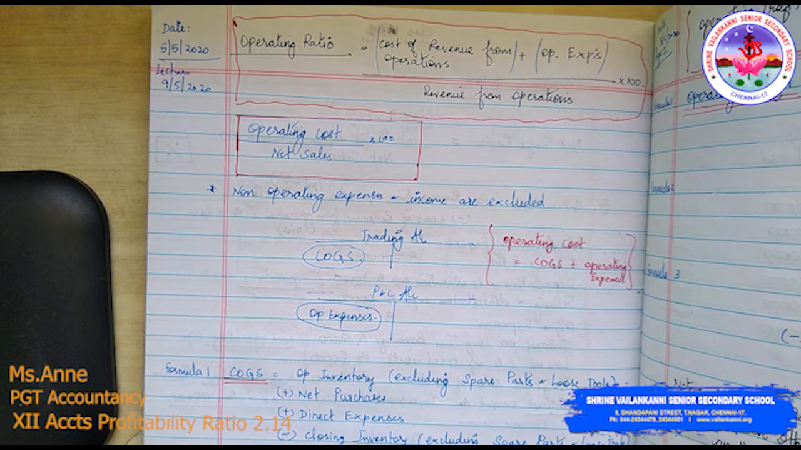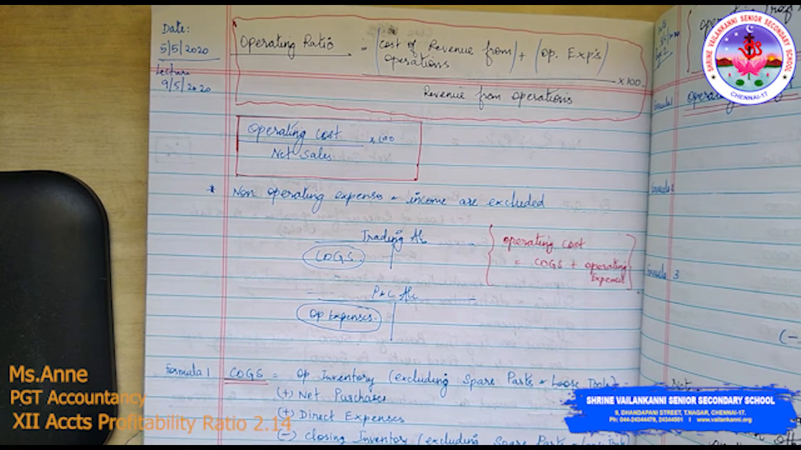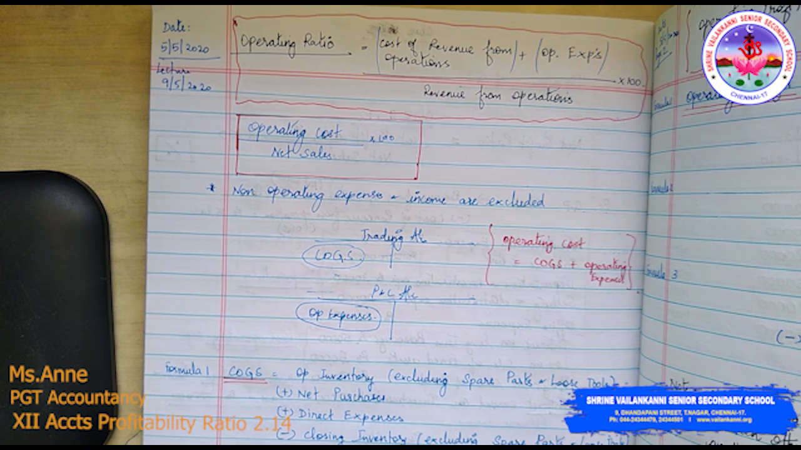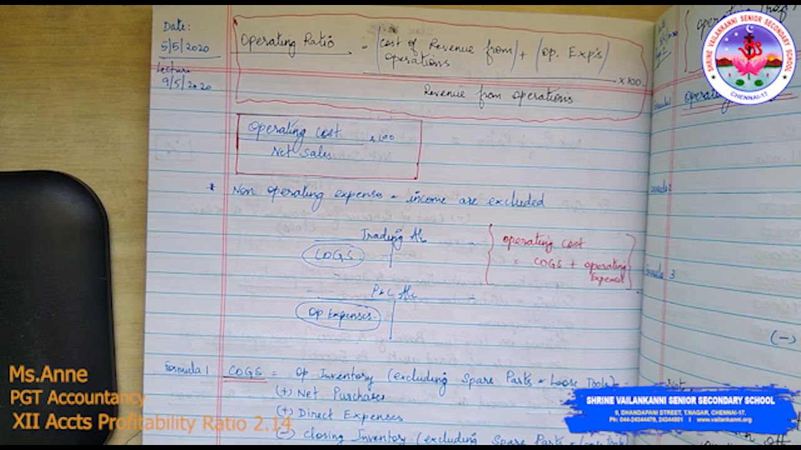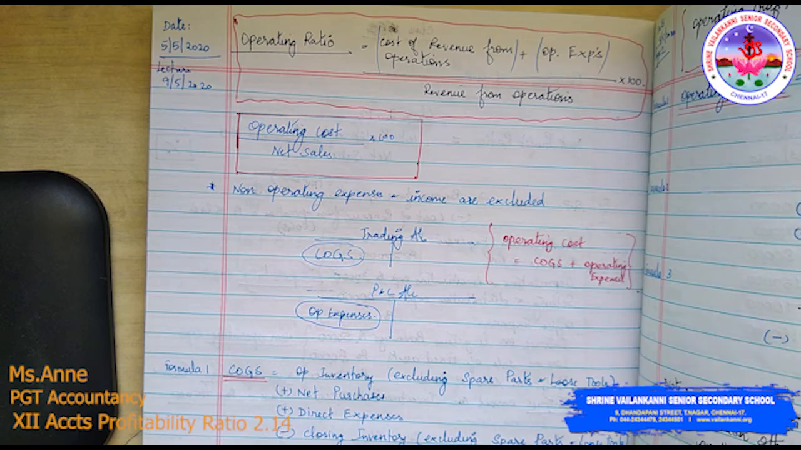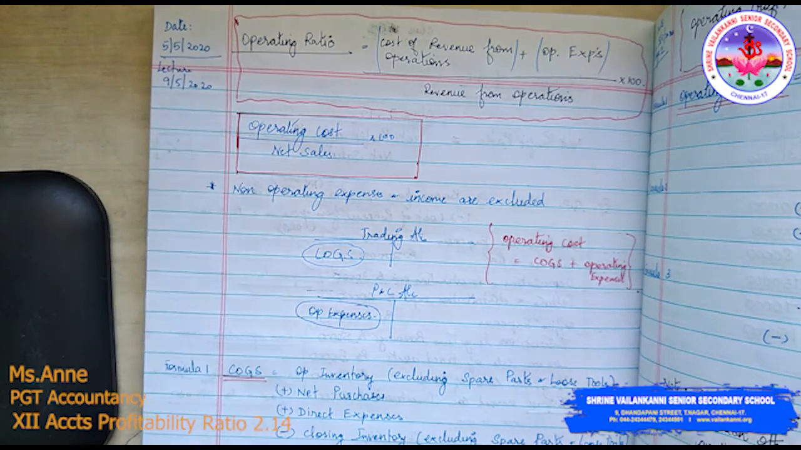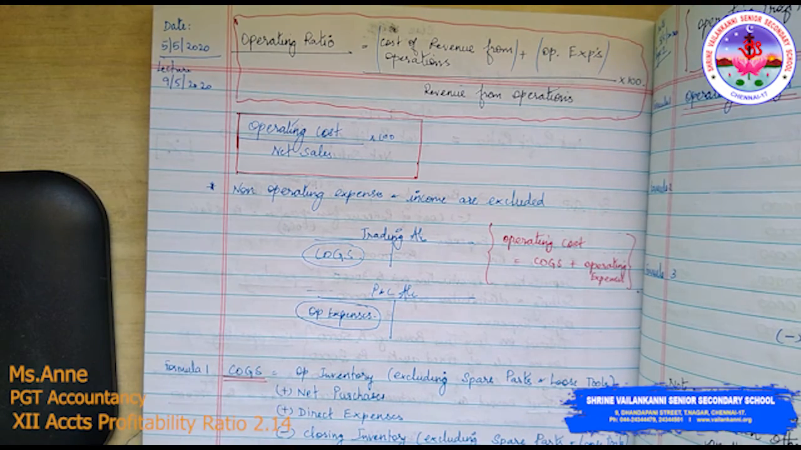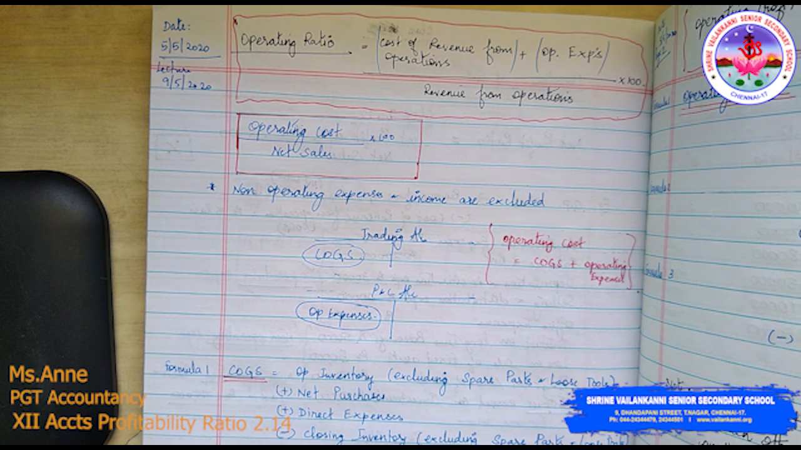This is a continuation of profitability ratio. We have already discussed gross profit ratio and net profit ratio. We are yet to discuss operating ratio, operating profit ratio and return on investment ratio. I hope that you remember. It's been a long time since we had a video, but we will have a quick understanding of what operating ratio is so that we can work out problems without any difficulty.